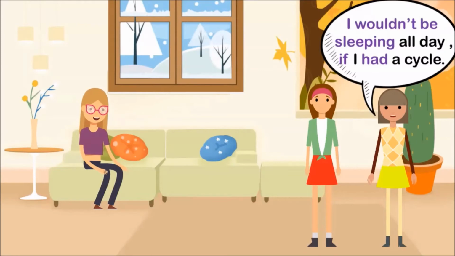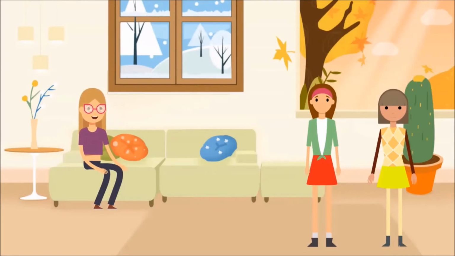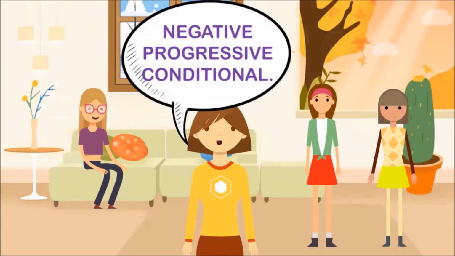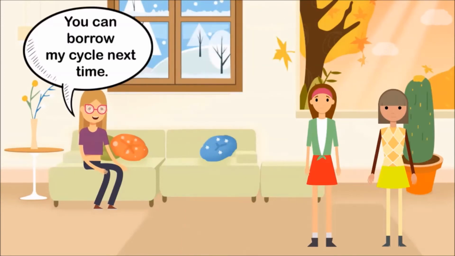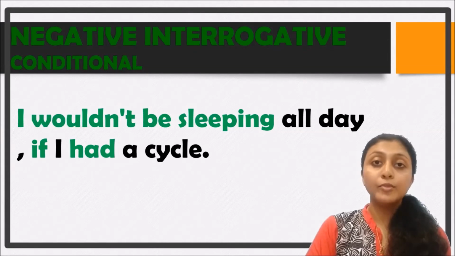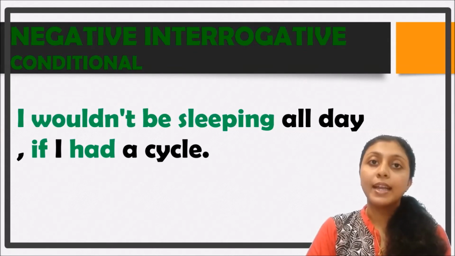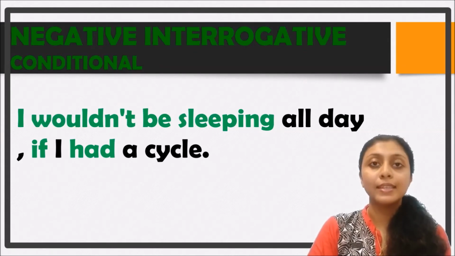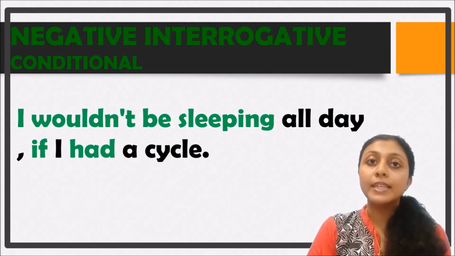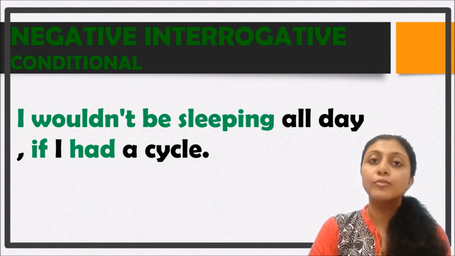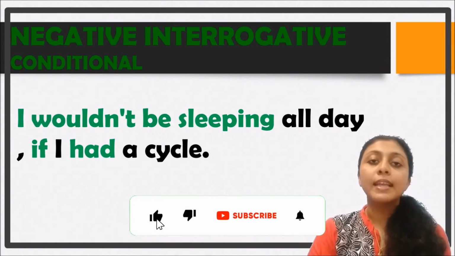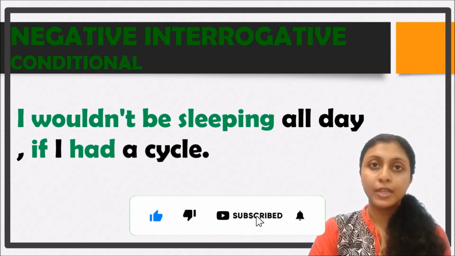I wouldn't be sleeping all day if I had a cycle. Negative progressive conditional. You can borrow my cycle next time. I wouldn't be sleeping all day if I had a cycle. Now here in this sentence, we have just found that this sentence has a tone of negation. I wouldn't, it is would not. So this sentence is an example of a negative progressive conditional sentence.